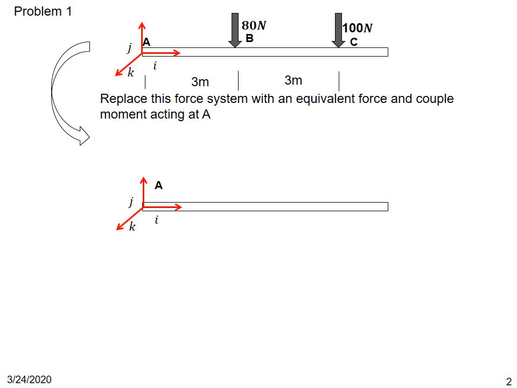In order to understand the problem statement, I'm going to use another picture. The beam with a single force R and a couple moment MA acting at A. So the problem statement is, what would be R and MA, which is equivalent to the system shown earlier in the figure, which is the 80 Newton acting at B and 100 Newton acting at C.